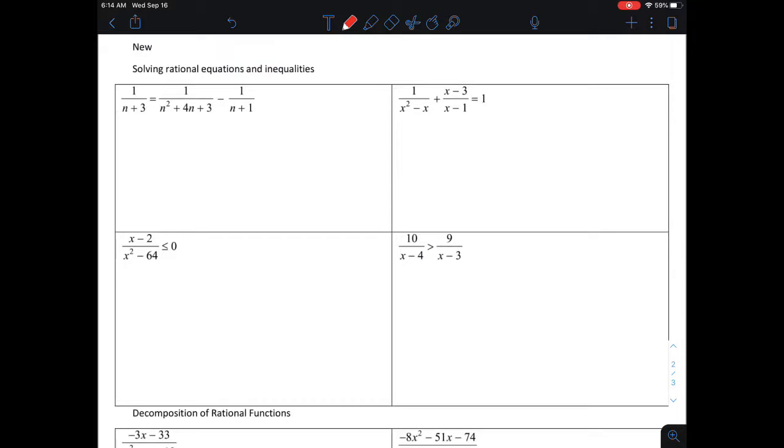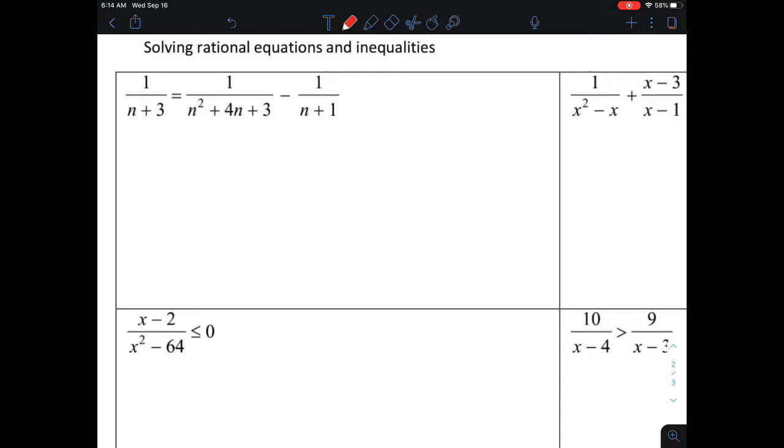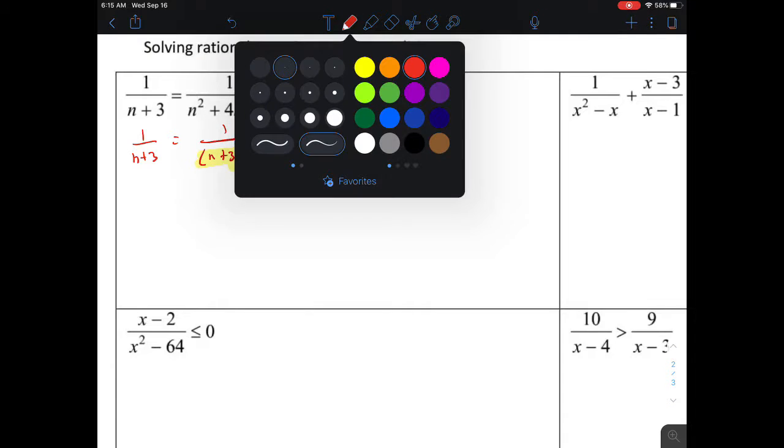All right, the new stuff for today is to solve rational equations and inequalities and also look at doing some decomposition. When you're solving rational equations, you want to make all the denominators the same. It's often helpful to figure out what that's going to be if you factor everything in the problem. So I'm going to factor my problem. And now we look and say, what is the denominator I need everything to have? Well, that's going to be n plus 3 times n plus 1.